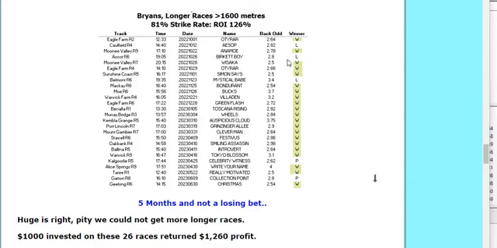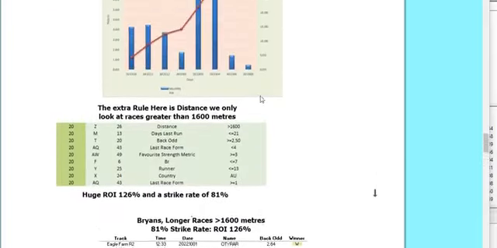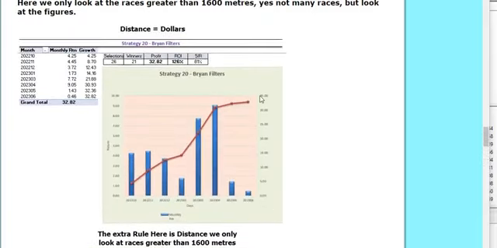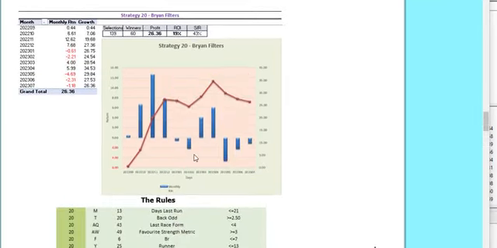But this is for the longer races, 1600 metres or more, 81% strike rate and 126% return on investment. So that is just one of the strategies, and we can see here this is the payment strategy from that one down below. So it made 32 units profit. So if you're using a $10 bet, that's $320 that made in the 9 months that the bot was running that.